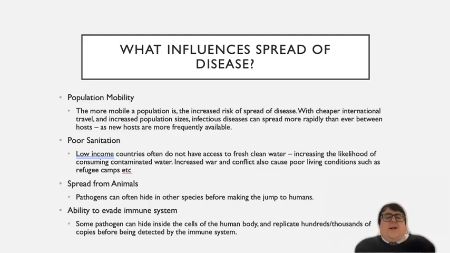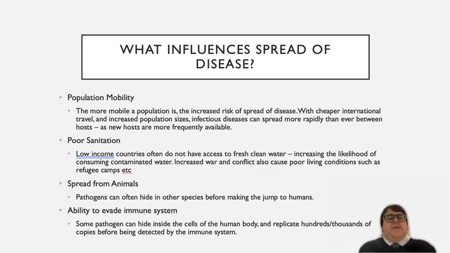Pathogens often like to hide in other species as well, so they can hide in other species and then make that jump to humans. So whether it can spread from animals can influence how fast disease spreads. And lastly will be the ability to evade the immune system. So some pathogens can hide inside of our cells. They wait to replicate to a high enough number, and that's when they start to cause symptoms. But at that point, it's too late to fight off the infection because your body hasn't recognized it, and there's too many to fight off in that short amount of time.